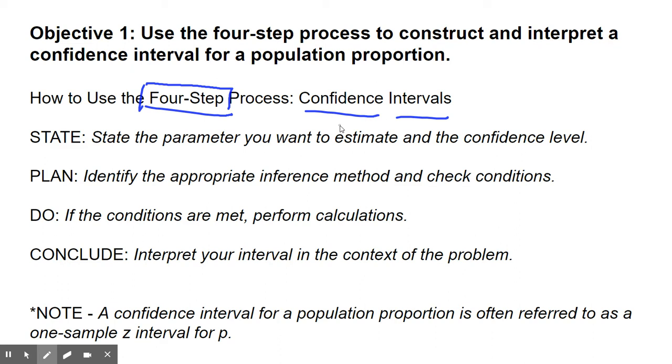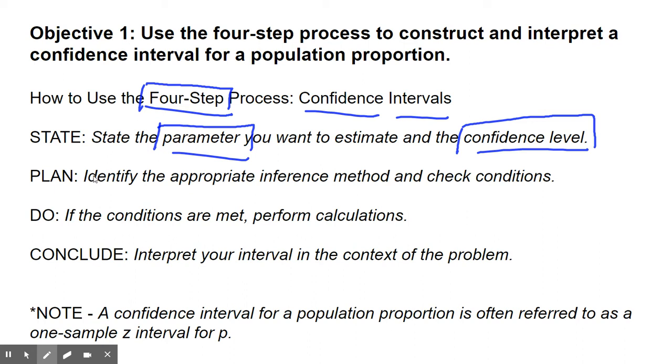All right, so first, you're going to state the parameter you want to estimate and the confidence level. This is very much like we talked about in section 7.1. Identify what you're trying to estimate. And again, make sure you state the confidence level.